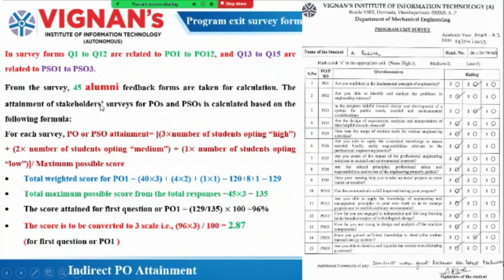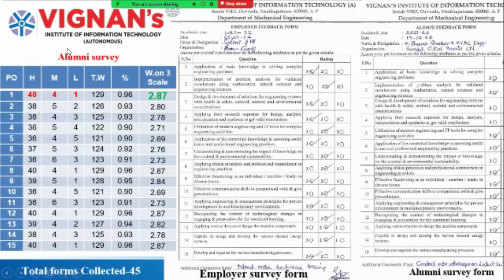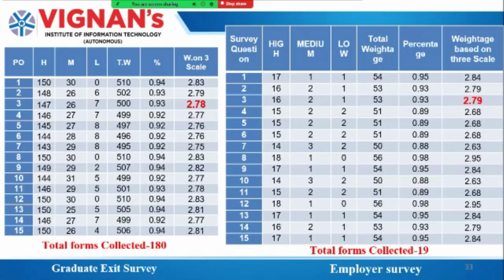But the possible score will be 45 into 3, 135. So 129 by 135, 96 percent. After converting it to the 3-point scale, you will get 2.87. That is the PO1 indirect attainment, 2.87. Like that, we have to calculate for all the POs and PSOs. Similarly, you have to calculate for the employer survey and program exit survey. Okay, these are the values.